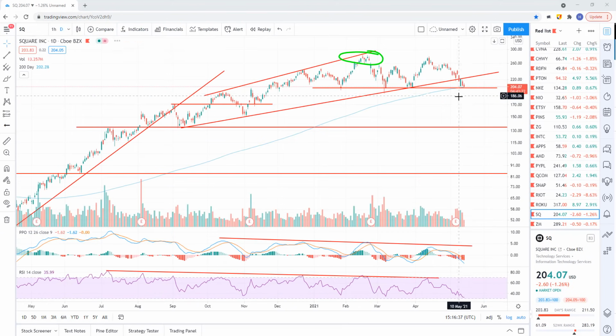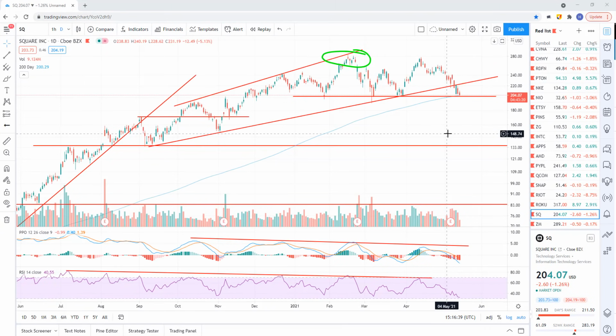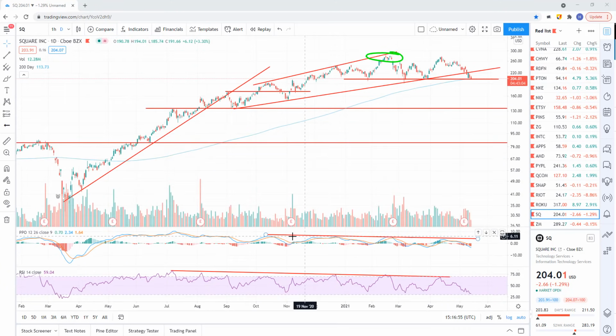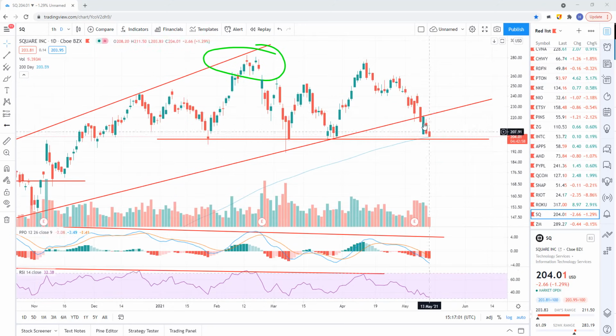SQ is another decent setup. Square SQ is tied a little bit to Bitcoin because they just tied themselves to Bitcoin. And basically, you've got an uptrend line right here on Square. We had the sell signal just the other day right there. Big negative divergence that's clearly intact over all this time frame. So we have a sell signal.